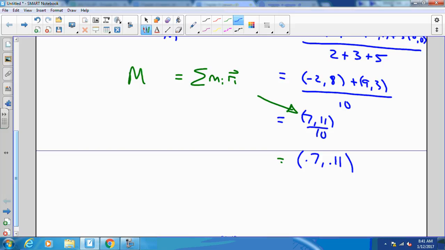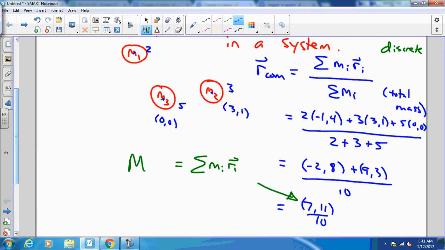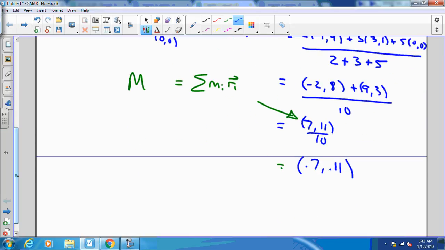What units go with this? Because we are multiplying by kilograms and dividing by kilograms, we are going to end up with units of position.